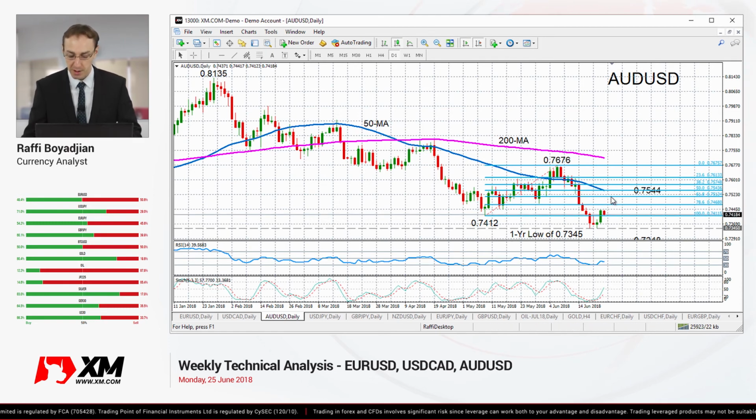If there is a break above that level, it would signal a shift to more bullish bias, and would open the way towards that 1.5 months high of 0.7676 we saw back in early June.